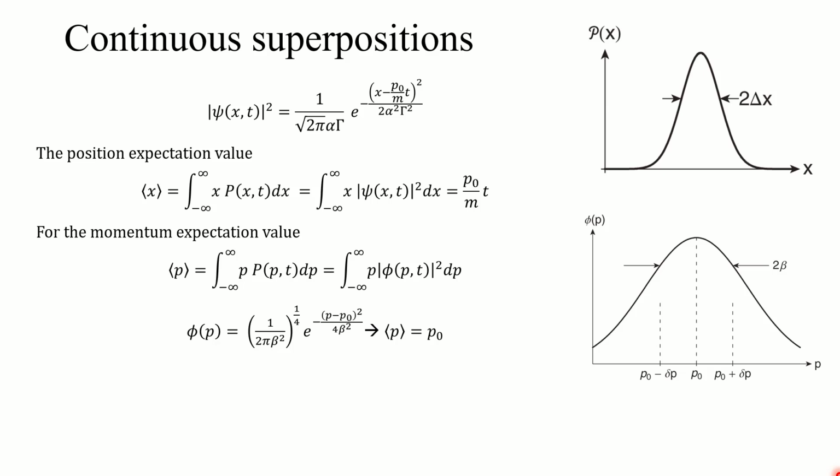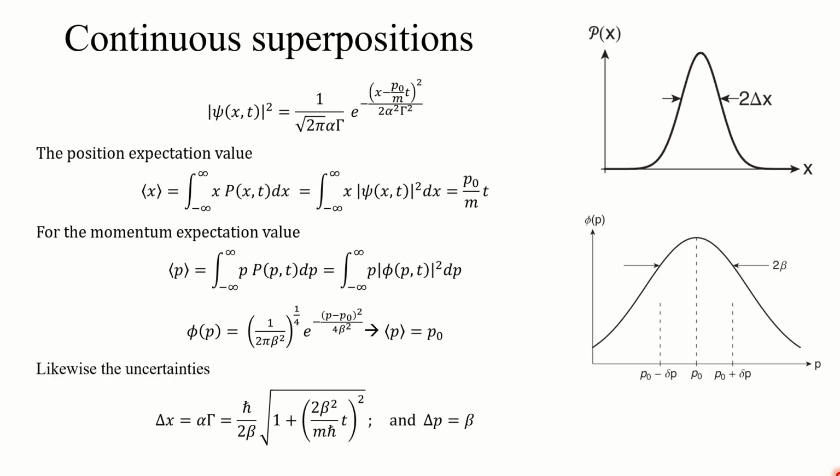We can do the same sort of thing with the uncertainties. If we look at the uncertainty in our x, it's going to be related to the sigma in the Gaussian distribution, that's alpha gamma here. And likewise, in the momentum distribution, it's just beta. So we know that those uncertainties from these two distributions are alpha gamma, using our definitions of alpha and gamma, and in the momentum, our uncertainty is just beta.